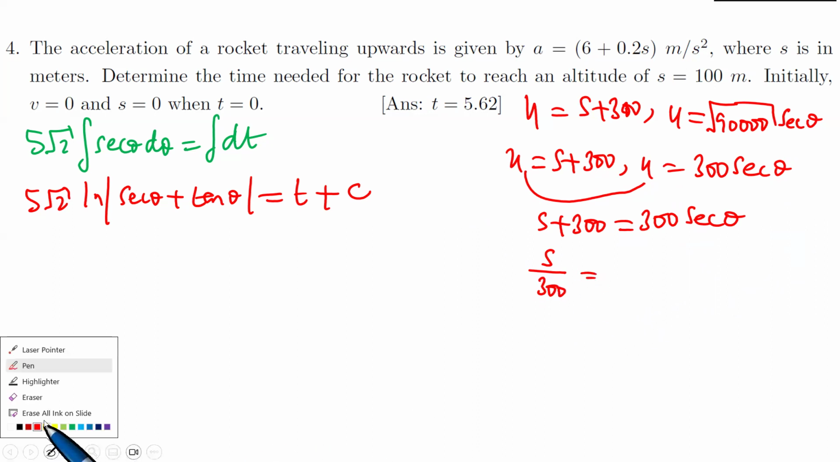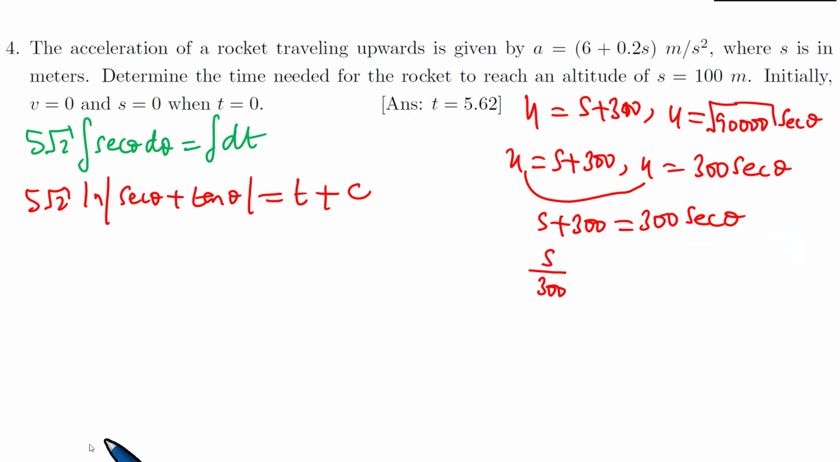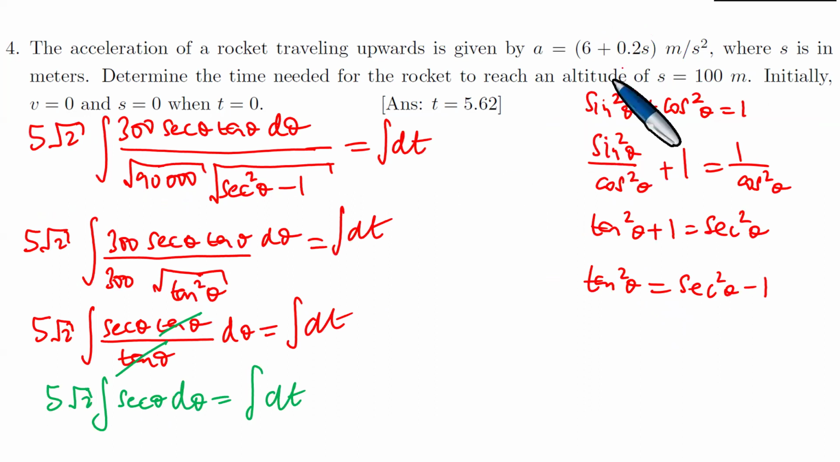s over 300 plus 1. Okay, so s over 300 plus 1. And once again, this is 0.02. Also here, the acceleration is 6 plus 0.02.